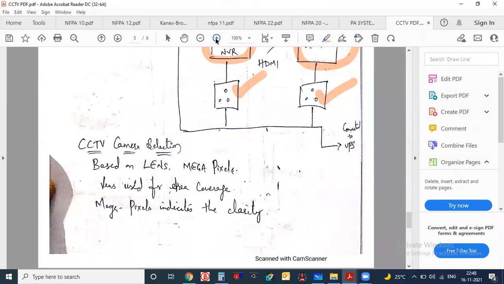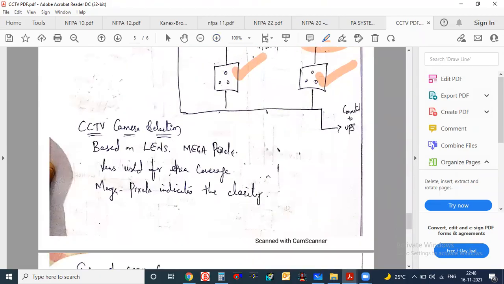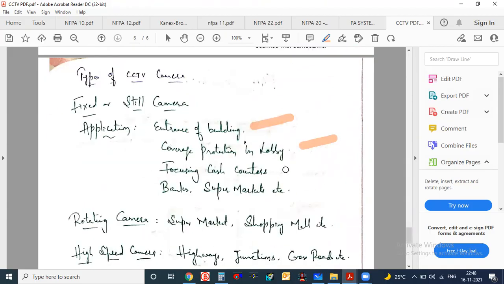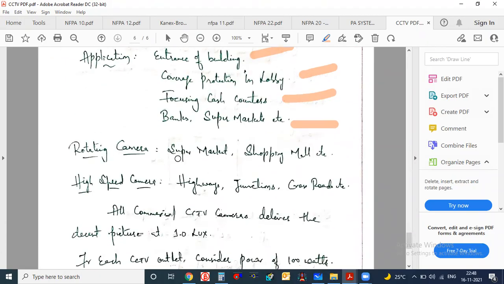CCTV camera selection, how to select a CCTV camera, based on lens and megapixel. Lens is used for area coverage. Megapixel indicates the clarity. Types of CCTV camera: fixed or still camera, application at entrance of building, coverage protection in lobby, focusing cash counters, bank, supermarket, etc. Rotating cameras you can use in supermarkets, shopping malls. High speed cameras you can use in highways, junctions, crossroads.